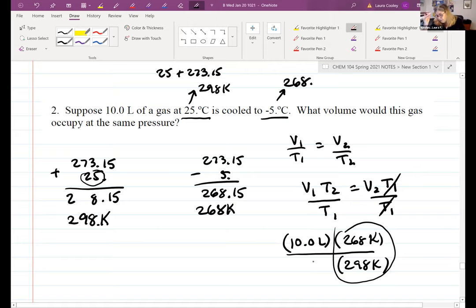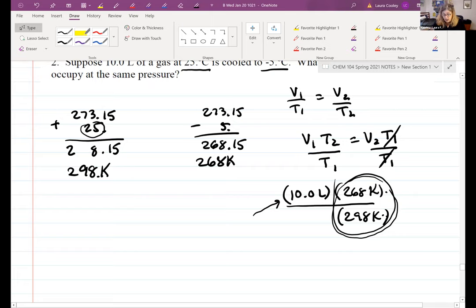And the reason I do that is because you could see that I'm multiplying the original volume by a number, 268 over 298. That number is less than one, because the temperature has gone down, okay? T2 is less than T1, and so I know that the volume is going to go down. And indeed, the volume ends up being 9 liters, okay? So it went down just a little bit.